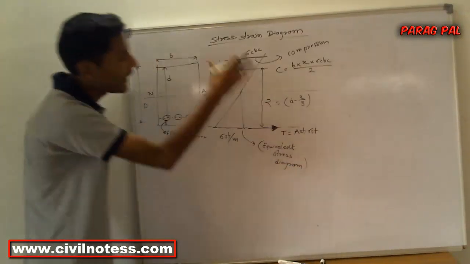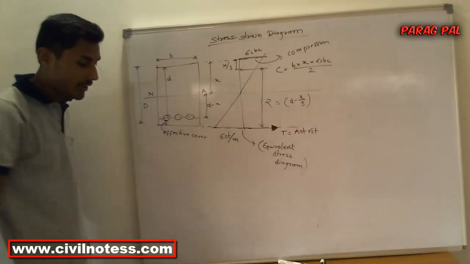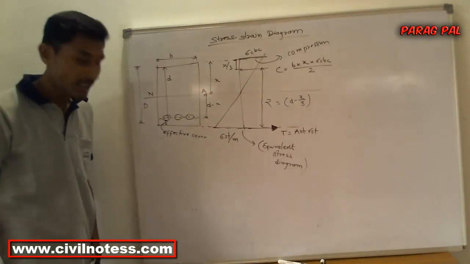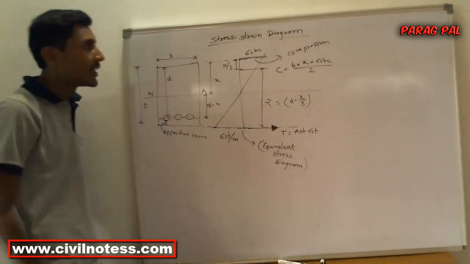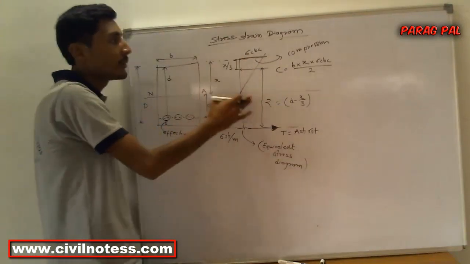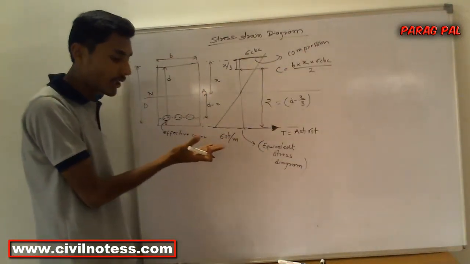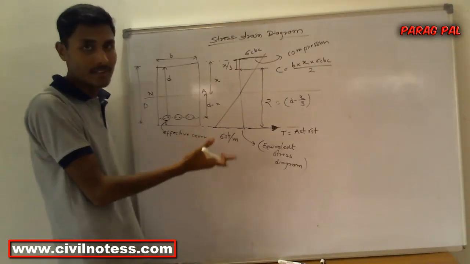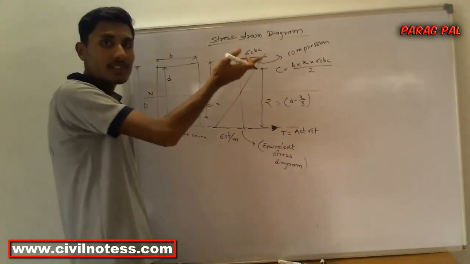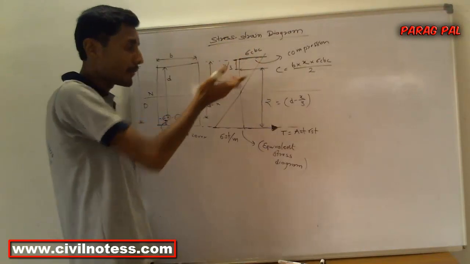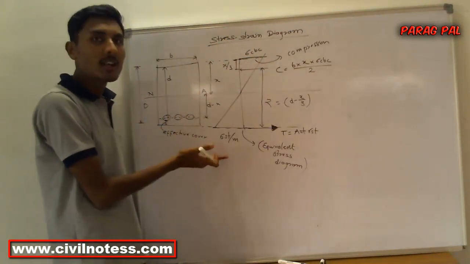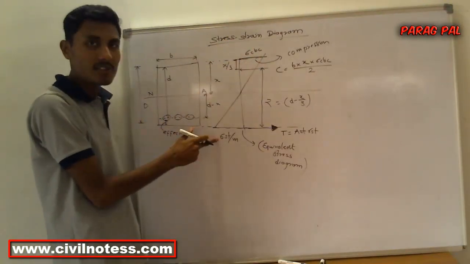Okay, so the diagram you can see over there is called the equivalent stress diagram. At the top there is sigma CBC, which comes because of the compression, and at the bottom sigma ST, which depends on the grade of the steel and is called the permissible stress in the steel. These are the permissible stresses in concrete because of the compression. These are the permissible stresses in steel.